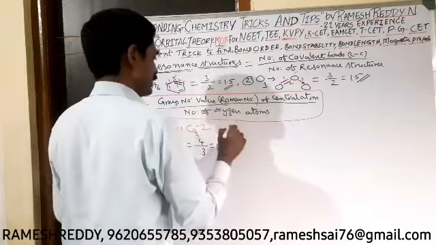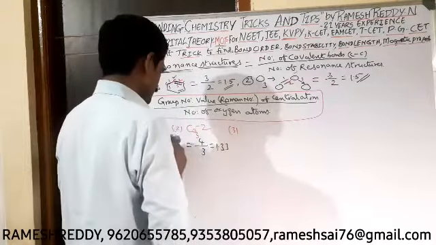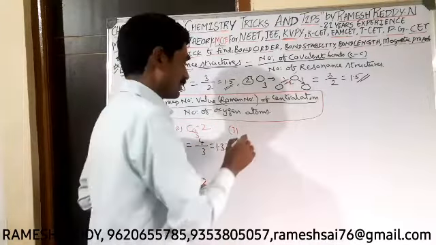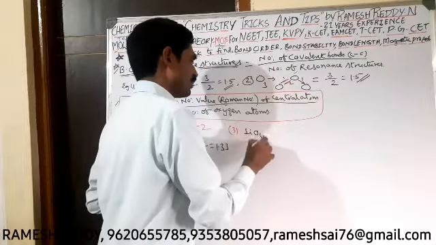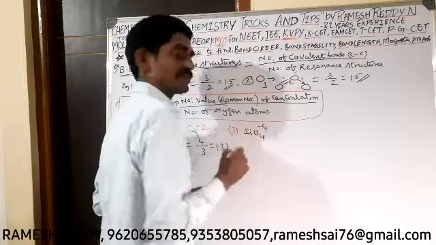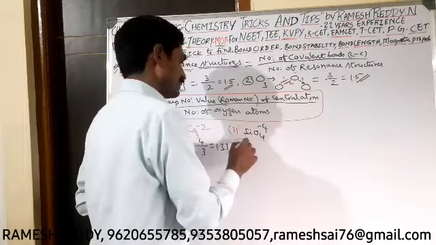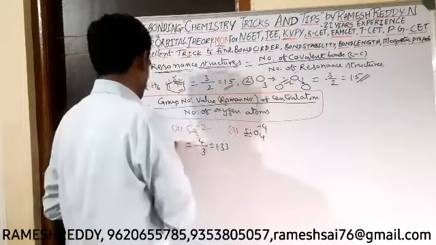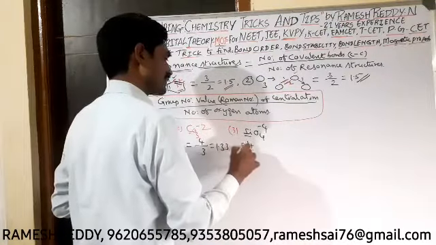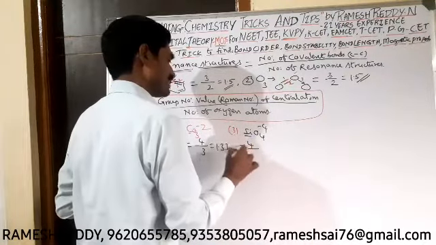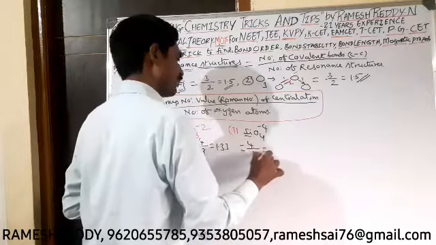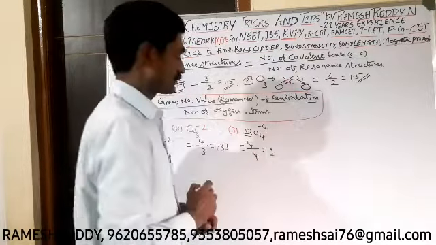Next one, another example. Take silicate ion, SiO4 4 minus, silicon the central atom. Silicon also belongs to which group? 4th group. Then how many oxygen atoms are surrounded? 4. That is 4 by 4, which is 1. That is the bond order.